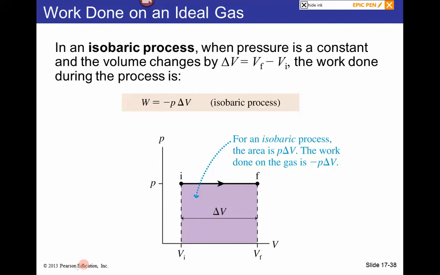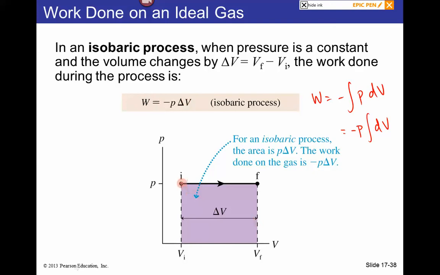The next process in our list is the isobaric process. These are processes that have constant pressure, right? So if the pressure is constant, then when you write the integral of P dV, this comes out of the integral, so you get minus P times the integral of dV, and this is just the difference in volume. So basically, the work done is minus P times the change in volume.